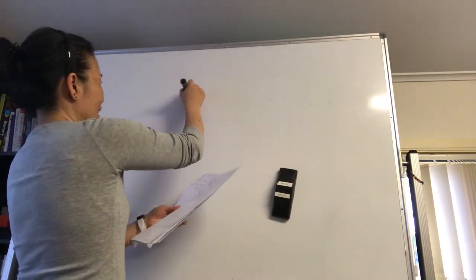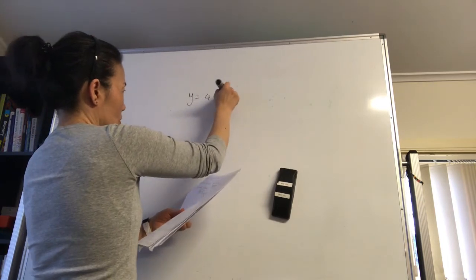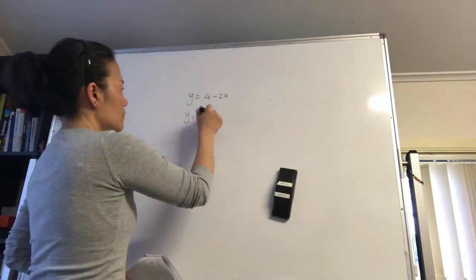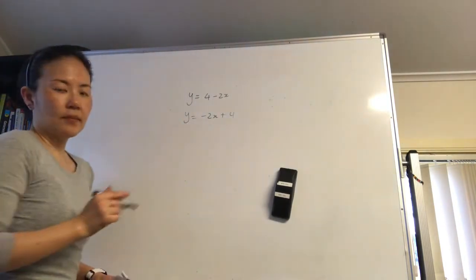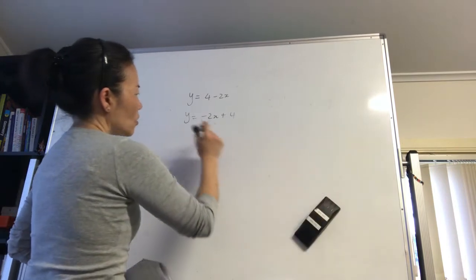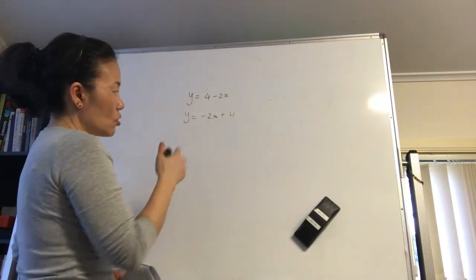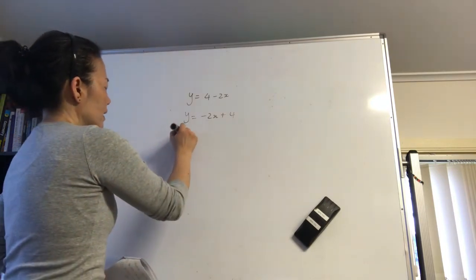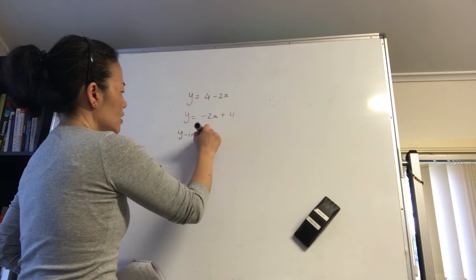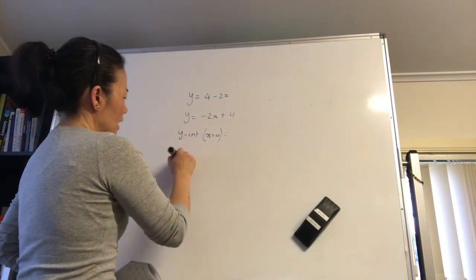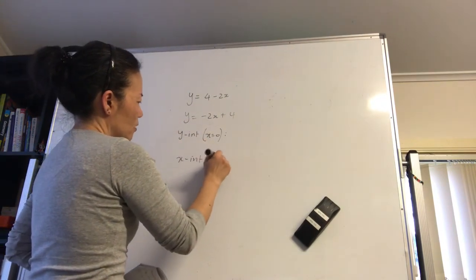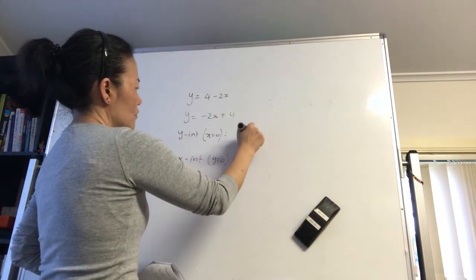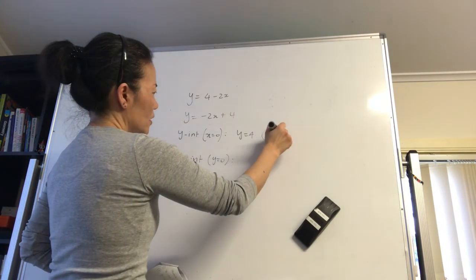If I need to sketch y equals 4 minus 2x on the line, now I'm going to change this one into gradient first and the y-intercept there. Okay, so my gradient is minus 2 and that's my y-intercept. But let's be sure, I'll get the y-intercept when x equals 0. That's the first thing you've got to do. X-intercept when y equals 0. So when x equals 0, my y is 4. So my point will be 0 and 4.